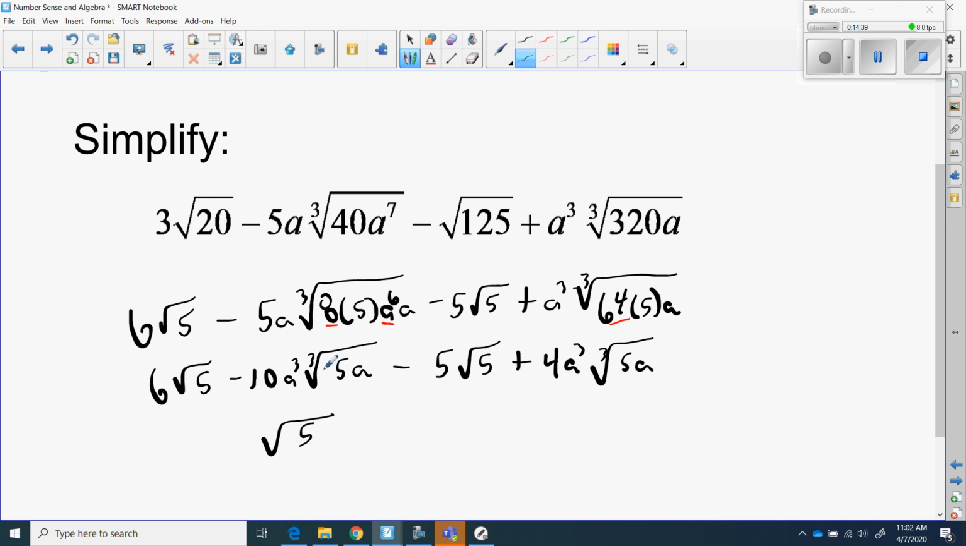And now I've got 2 cube roots that have the same index and the same variable parts out front, so I'm going to be able to group those together as well. Negative 10a cubed, cube root 5a, and a positive 4a cubed, cube root 5a would group together to give me negative 6a cubed, cube root 5a. Just collect the like terms like you normally do with algebra. And that would be our final answer.